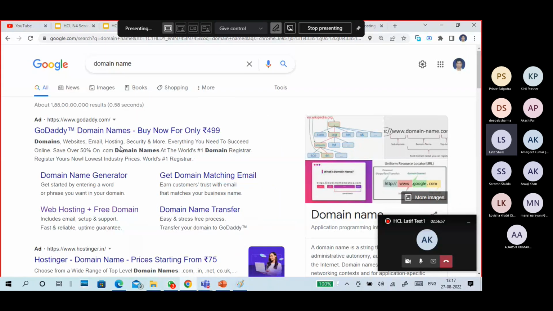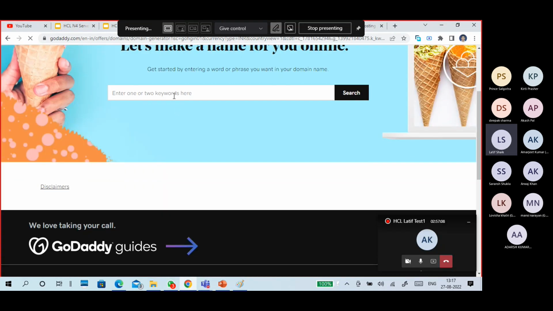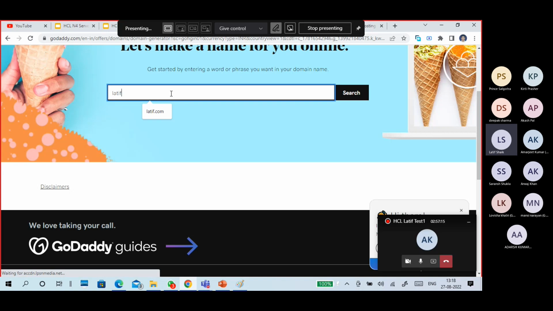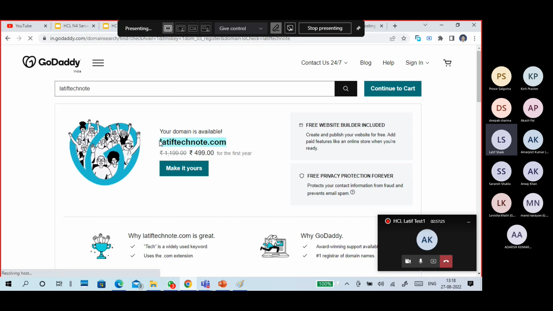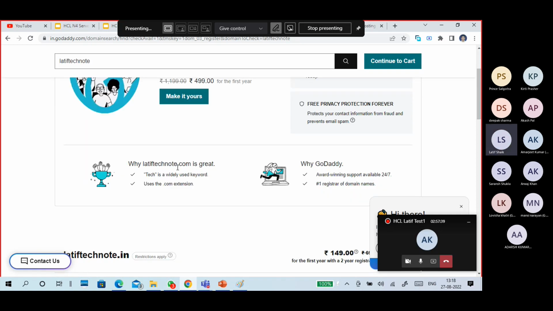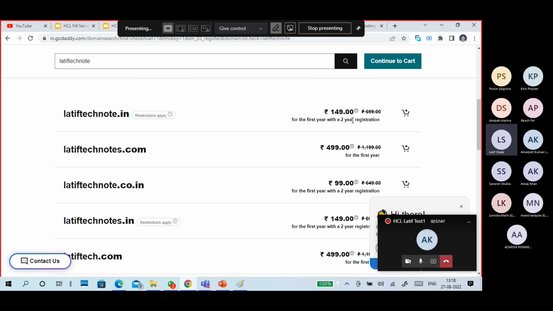So you have to purchase a domain name for Active Directory services, not this one. Go to just the domain name, not any other things. For example, I want to buy Latif.com. My website is always Latif Tech Notes, in WordPress. For the first year it is 499, 500 rupees, with a free web builder and free privacy protection forever. Also, the first year with a 2-year registration means 150 plus 150.